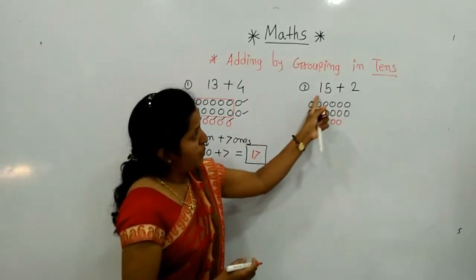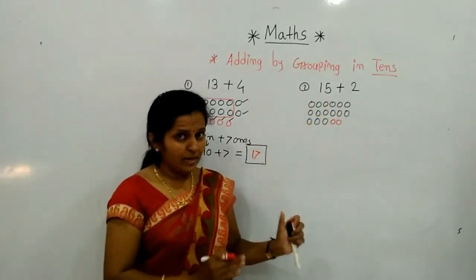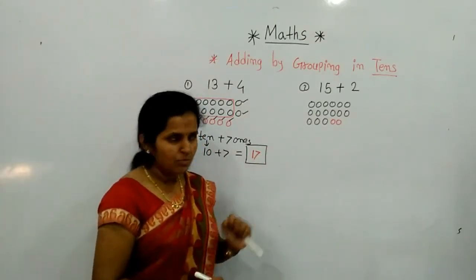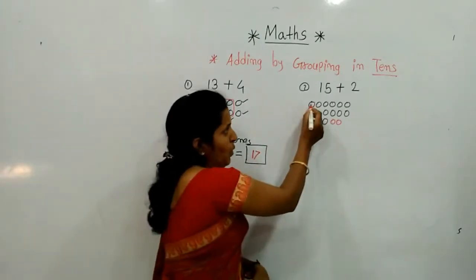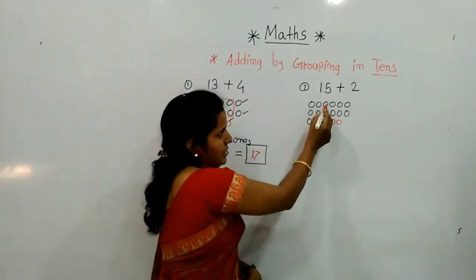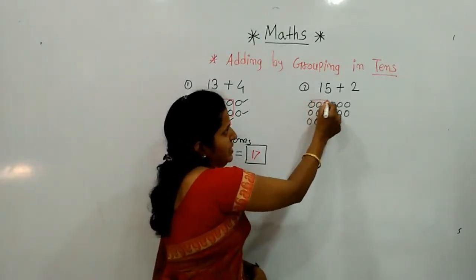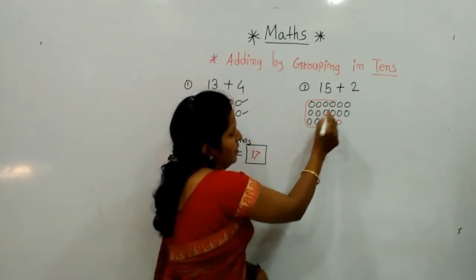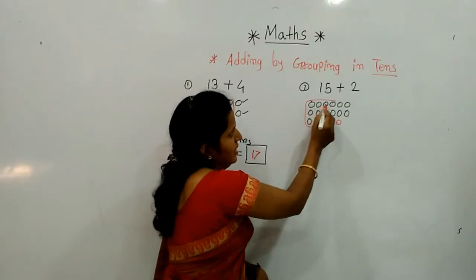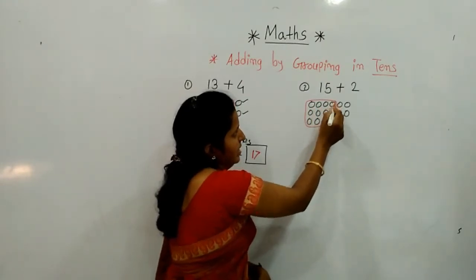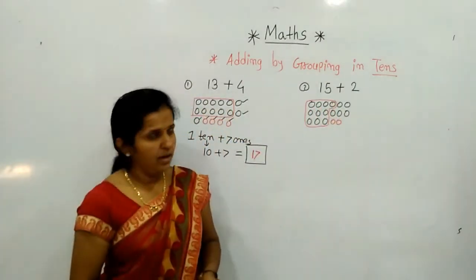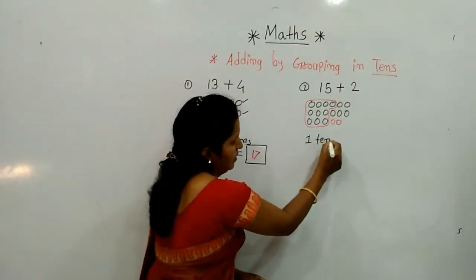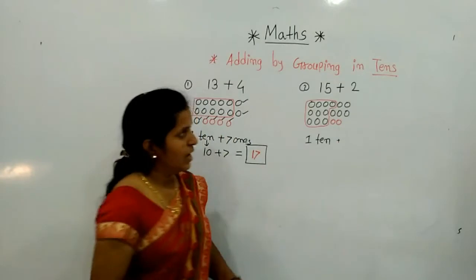Now the 15 circles. Before that, group the number, meaning make the tens. Make the tens means circle 10 circles: 1, 2, 3, 4, 5, 6, 7, 8, 9 and this 10. This is a group of 10. A group of 10 means 1 ten. 1 ten now plus, how many remain?